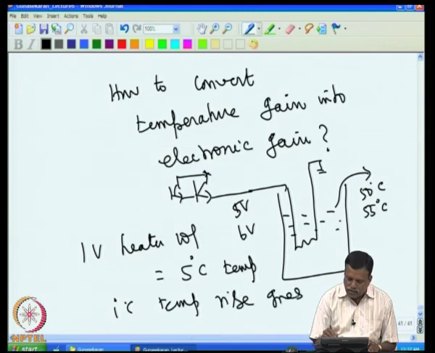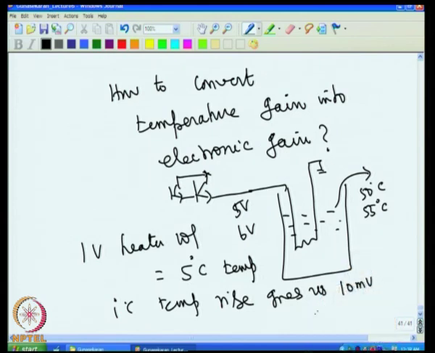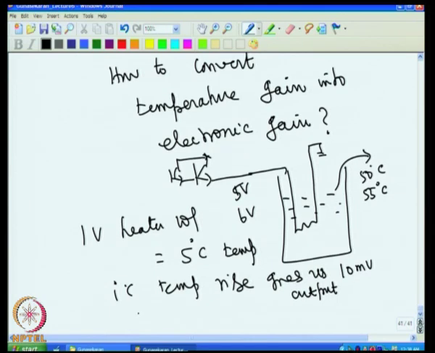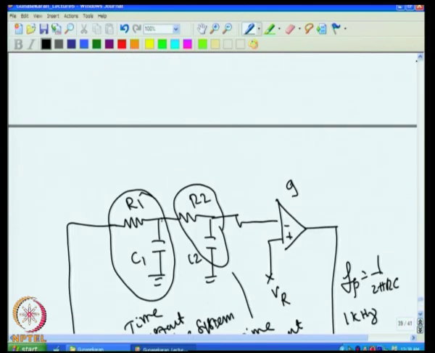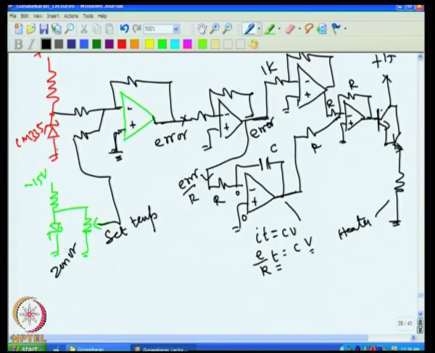us 10 millivolt output from the sensor. That means, if 1 degree change occurs, then I will have 10 millivolt change in the error voltage, because if you go back to our circuit and see, 1 degree change here will give us 10 millivolt change here.